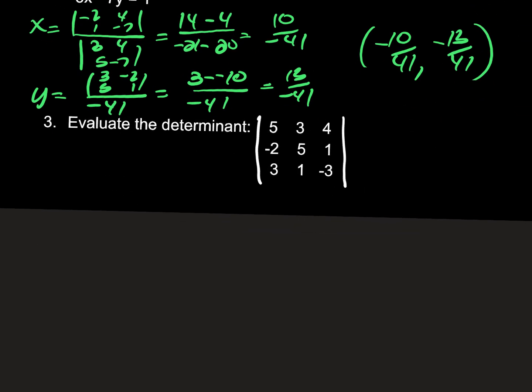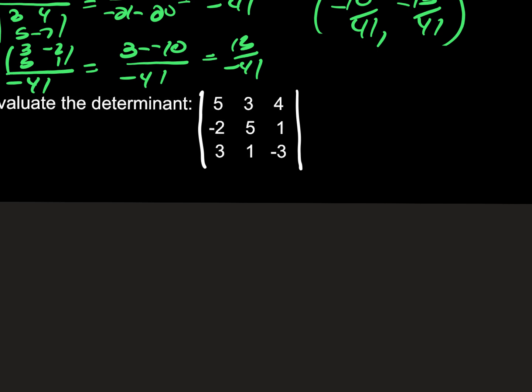Number 3, find the determinant, 3 by 3 determinant. Remember what we did on here? We rewrote the first column, rewrote the second column, and then I started those diagonals. So I'm going to go diagonal this way first. 5 times 5 times negative 3 is negative 75. Plus, when I go in this direction, 3 times 1 times 3 is 9. Here, 4 times negative 2 times 1 is negative 8.